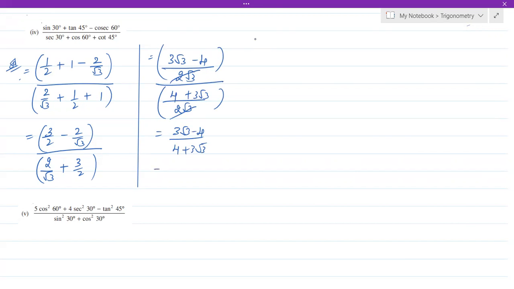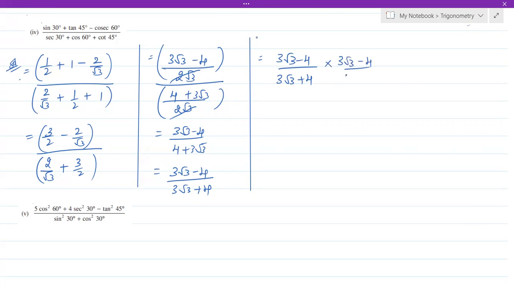Okay. So what we'll do is we'll arrange it in the same manner. 3 root 3 minus 4, 3 root 3 plus 4. That will be easy. Again, the denominator is an irrational number, so we must rationalize it. So it becomes 3 root 3 minus 4 divided by 3 root 3 plus 4. For rationalization, we have to just change the sign. Okay. So if you observe the numerator, it is like a minus b into a minus b. 3 root 3 minus 4 into 3 root 3 minus 4. It's like a minus b into a minus b. So we can write it as a minus b the whole square.